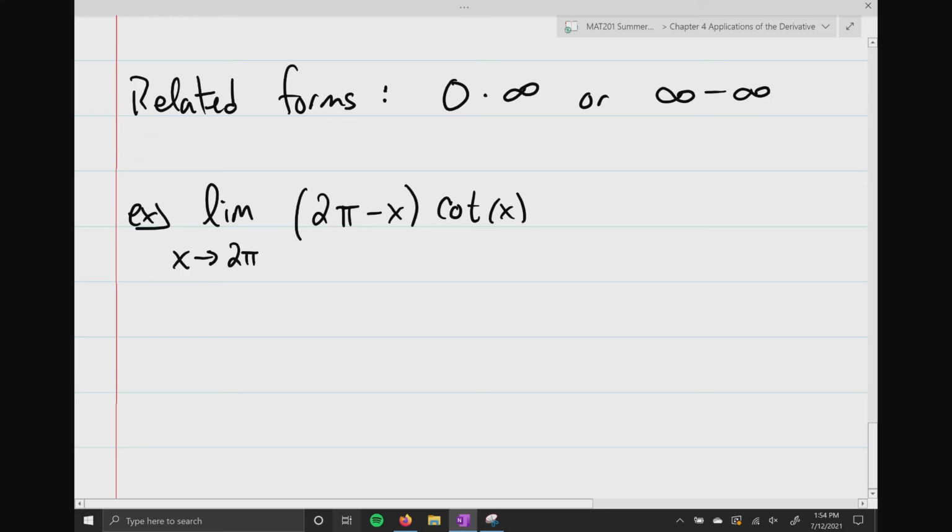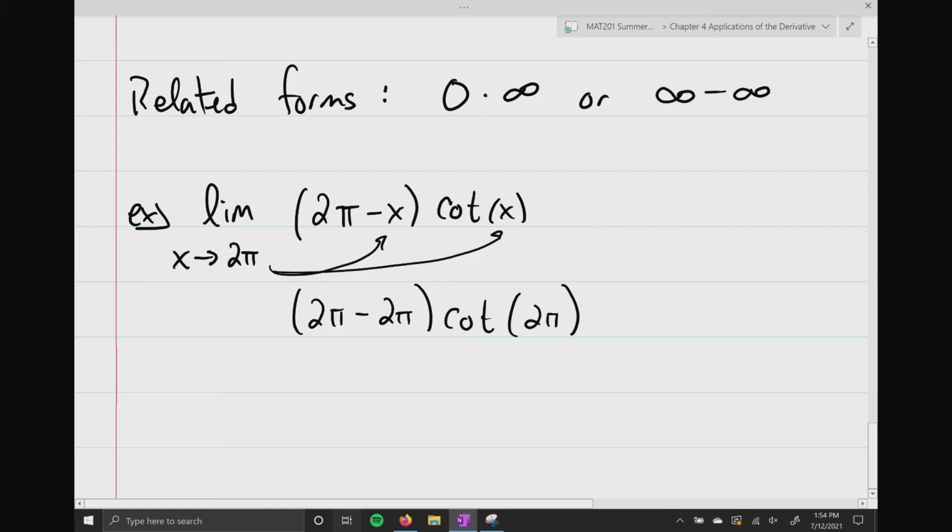So here, if I were to make direct substitution, okay? First, I would get 2 pi minus 2 pi times the cotangent of 2 pi. Now, for us, 2 pi minus 2 pi is 0, and cotangent of 2 pi is infinity, okay? So notice that we have this related form of 0 times infinity, all right?